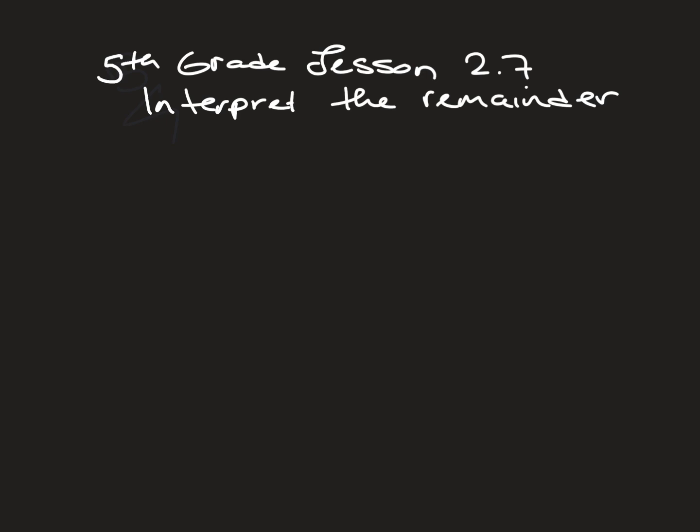Fifth grade lesson 2.7 is interpret the remainder. If we know what we're dividing, if we know the reason we need to do division, we should know what it is that's left over and how to adapt to that. And this lesson is going to help us with that. It is kind of a review. You did cover this last year in fourth grade, but you might need the review just to refresh your memory.